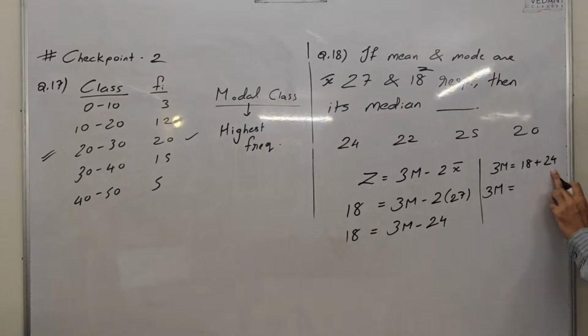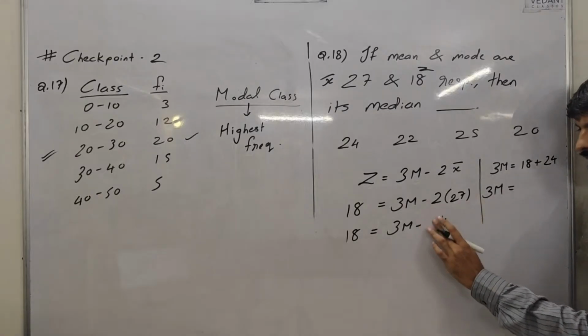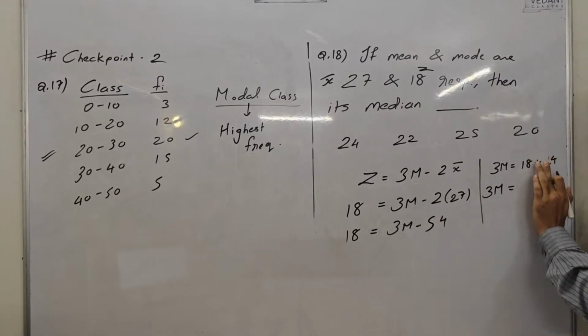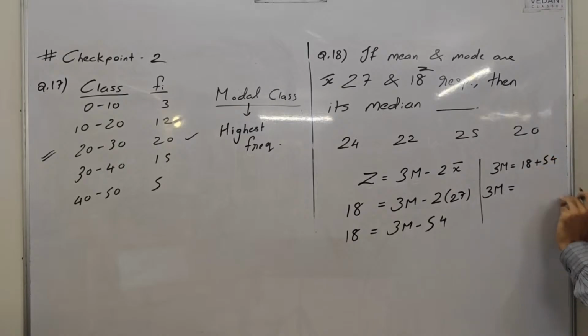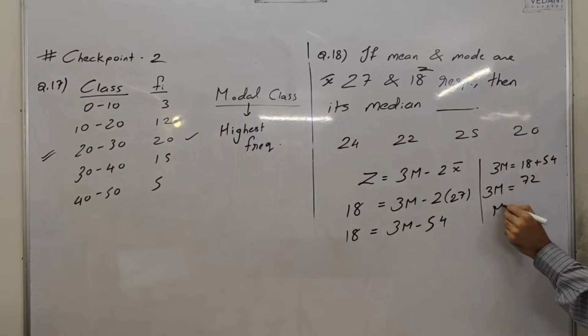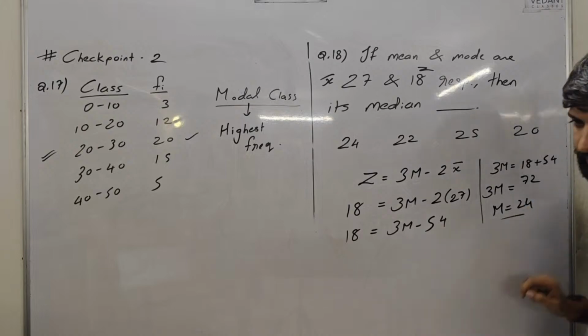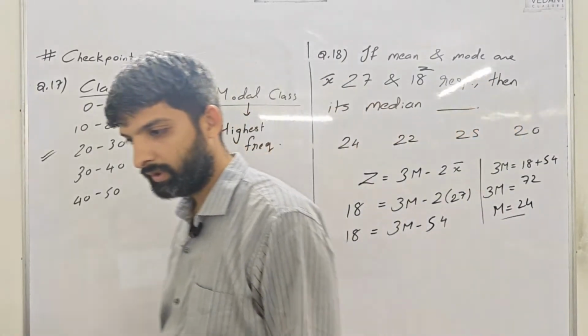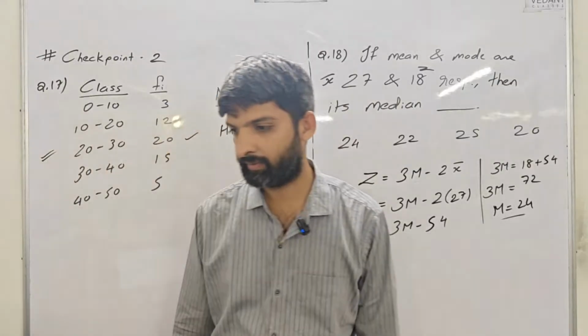So here, it's 54. 27 into 2, 54. 54 plus 18, it is 72. So value of m is 24. 24 is the right answer. Perfect.